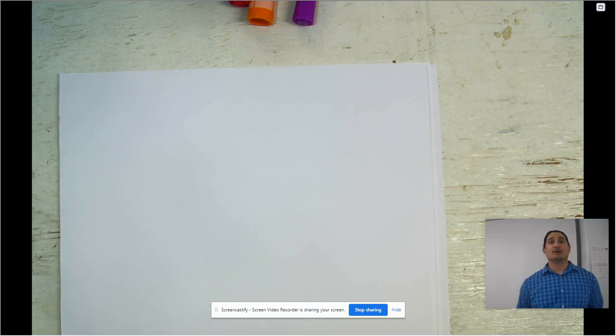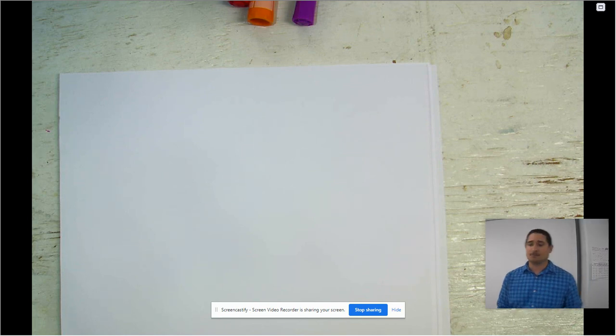Hi, today we're going to go ahead and discuss free body diagrams, or FBD for short. So let's go ahead and start by going back and reviewing what a vector is.